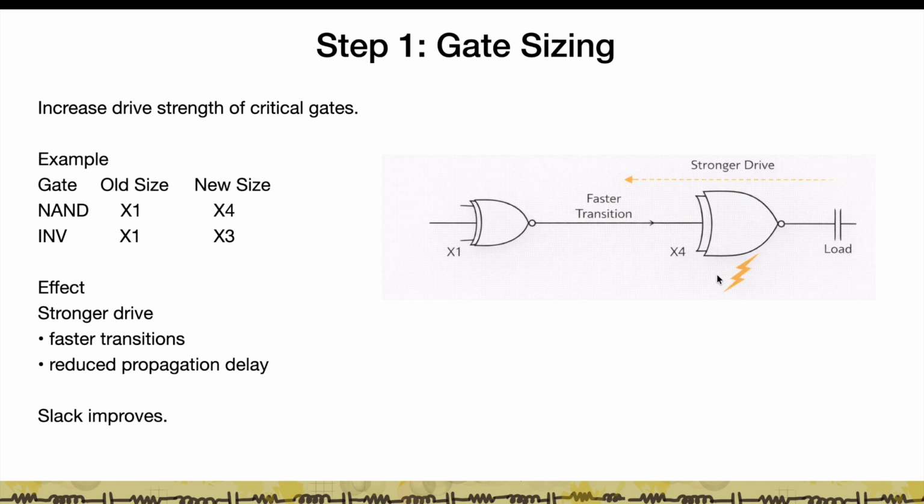In our example, the NAND gate and the inverter are the two slowest contributors. The tool upsizes the NAND from X1 to X4 and the inverter from X1 to X3. The logic hasn't changed, just the transistor widths inside those cells.